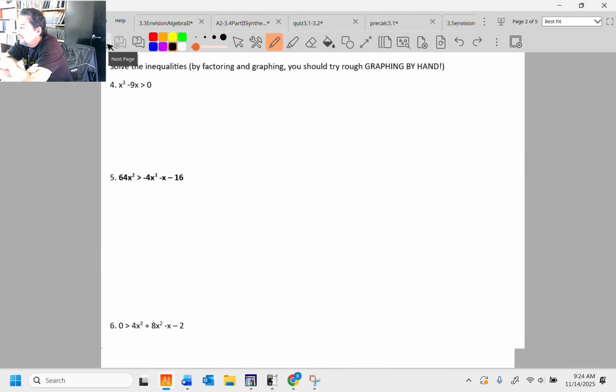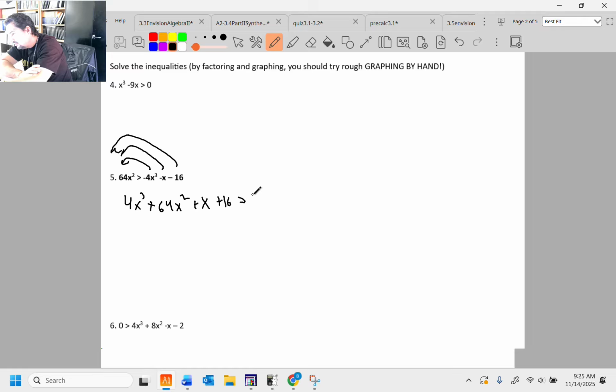Solve the inequalities by factoring and graphing, and you should try rough graphing by hand. You should graph these by hand, okay? You know things now. So we're going to compare to 0. When we shift left, 4x cubed would be the power function. It's the biggest thing, the leading term. The 64x squared didn't get moved, so you're not going to change its sign. Don't be that kid. The x gets shifted left, so change its sign. The 16 gets shifted left, so it changes its sign.